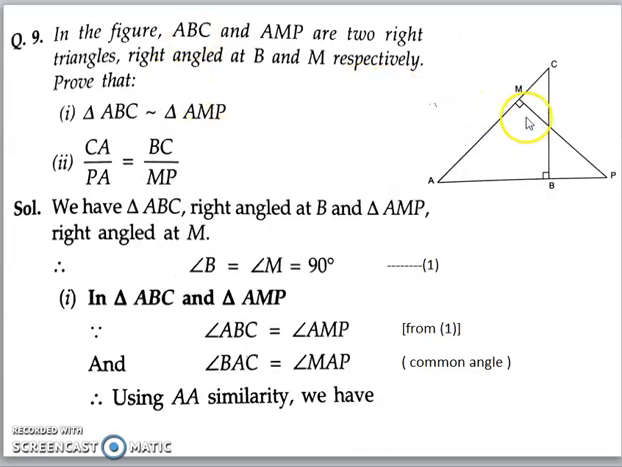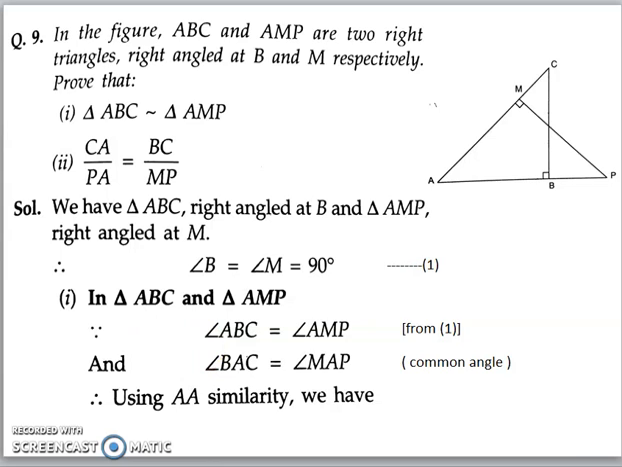So here two right triangles are given. These two are 90 degrees each. So angle B and angle M will be equal to 90 degrees. Now in the two triangles ABC and AMP, one angle is common, that is BAC and MAP. This angle A is common for both the triangles. And another set of angles is 90 degrees. So therefore the triangles are similar by AA criteria.